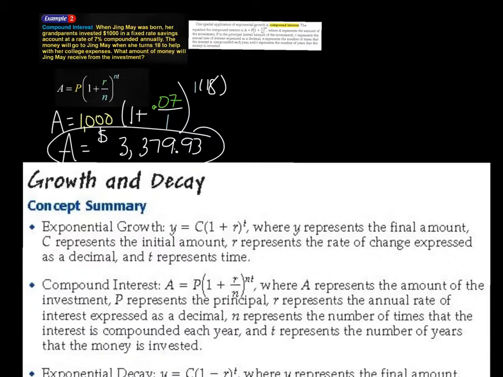Compound interest is a special case of exponential growth, where A equals P times (1 plus r over n) to the nt, where A represents the amount of investment, P represents the principal, r represents the annual rate of interest expressed as a decimal, n represents the number of times that the interest is compounded each year, and t represents the number of years the money is invested.